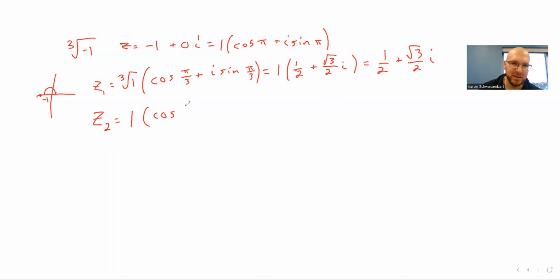Now I've got to add my 2 pi. Pi plus 2 pi over 3. This one's nice because it's pretty easy addition. So I'm just going to say pi plus 2 pi is 3 pi for the sign here. Oops. I did not want that. I wanted it here. On cosine pi, 3 pi over 3 plus I sine pi.